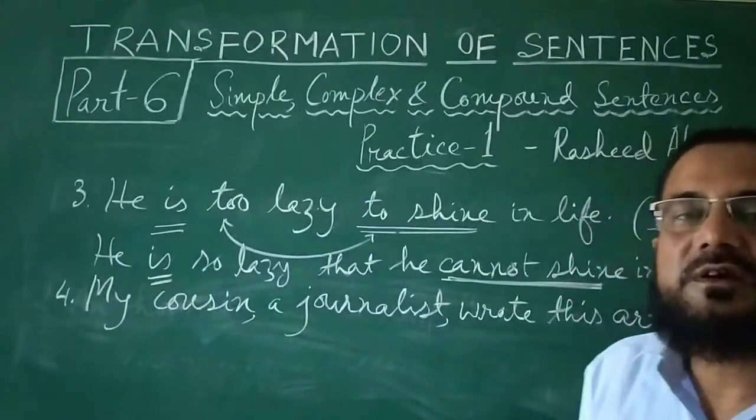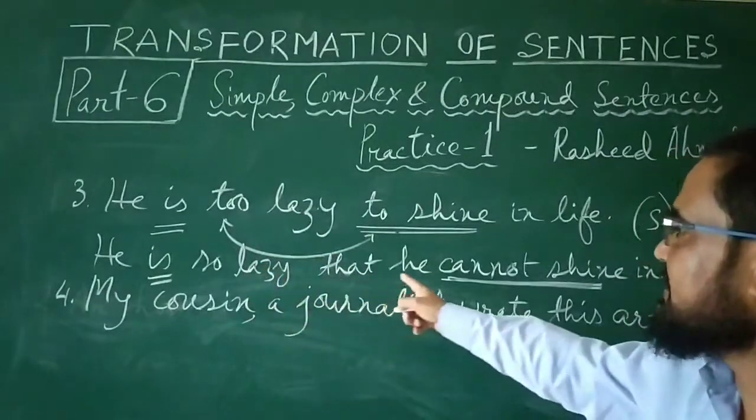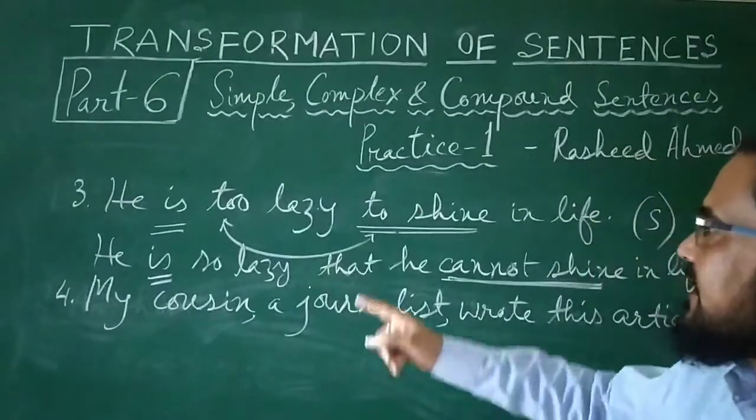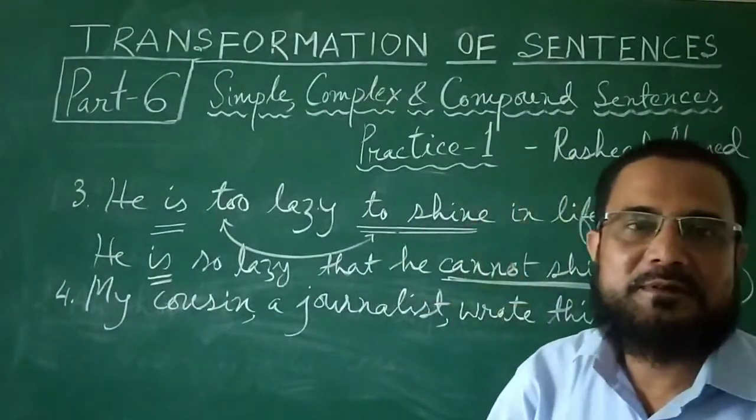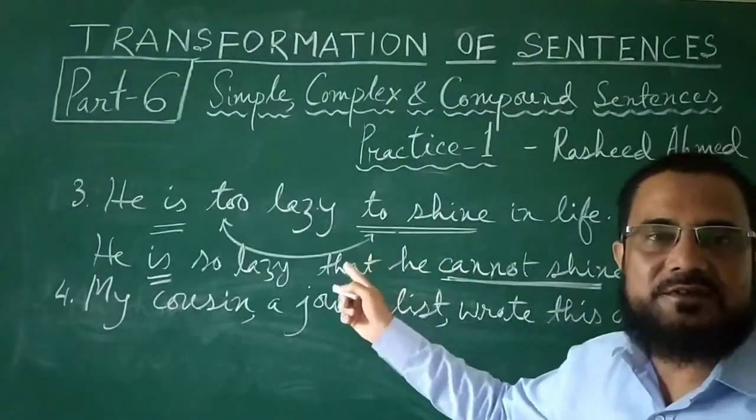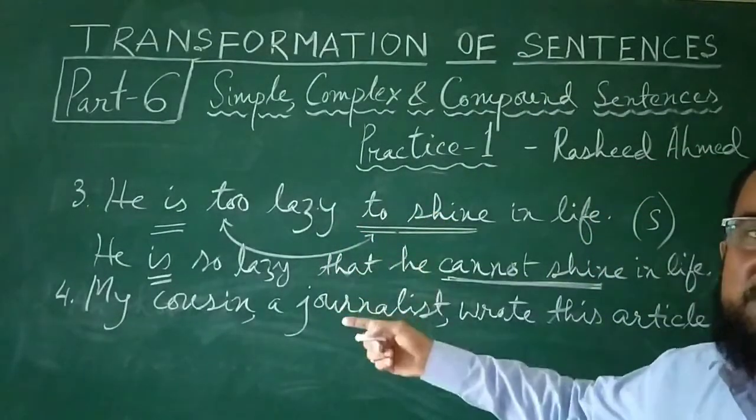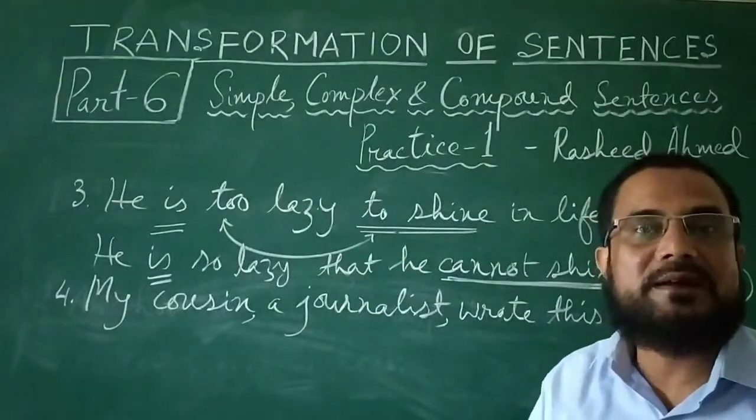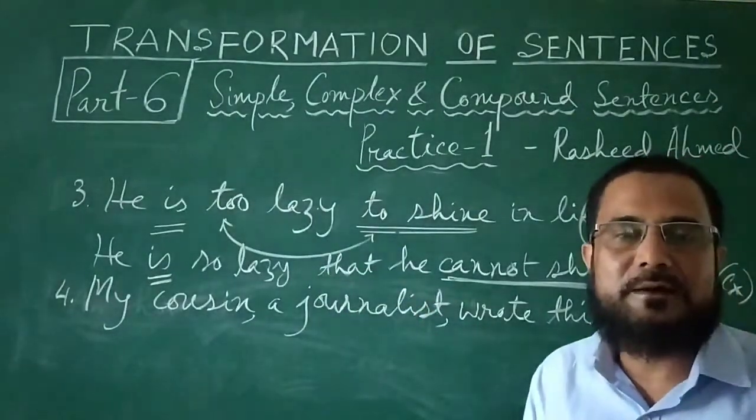What are the 3 instructions? One instruction is change it into complex sentence. And this is the answer: he is so lazy that he cannot shine in life. Another instruction may be make it negative. He is too lazy to shine in life. This sentence actually gives a negative sense, but in appearance it is affirmative. There is no negative sign here. But when you write he is so lazy that he cannot shine in life, you have made it negative. So the instruction may be change it into negative sentence without changing meaning.